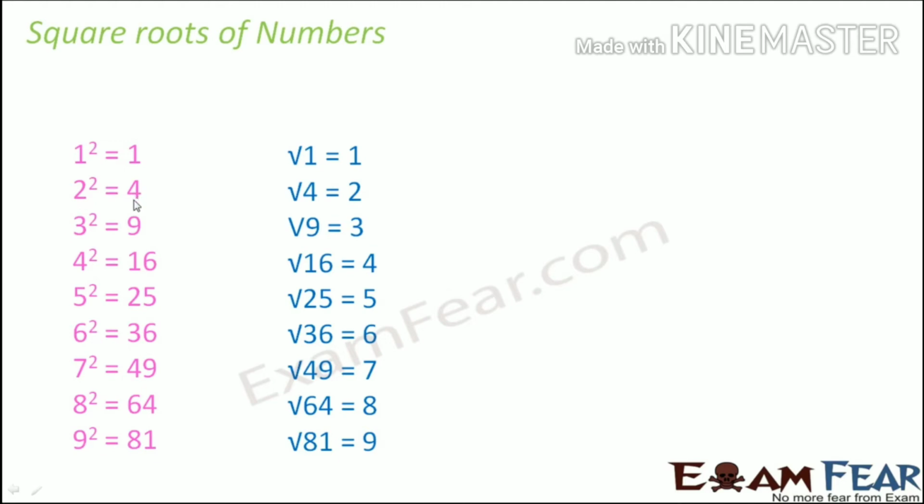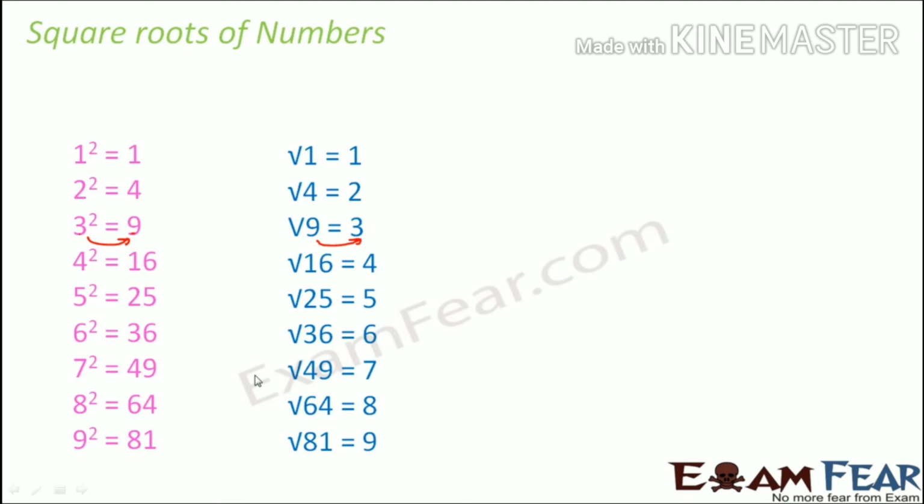You see 2 square is equal to 4. To get 4 from 2, we square 2. But to get 2 from 4, we find square root of 4. Similarly, to get 9 from 3, we square 3. But to get 3 from 9, we take the square root of 9. So you see, they are just inverse functions. If 4 square is 16, that means square root of 16 is equal to 4. In a similar way, we can find out the square root of the first few perfect squares.